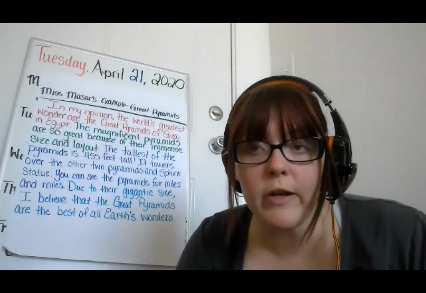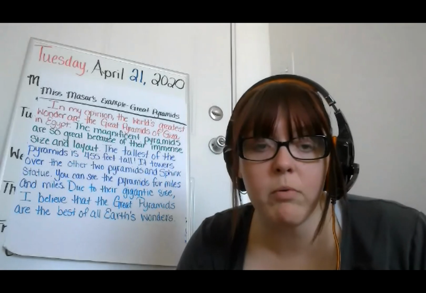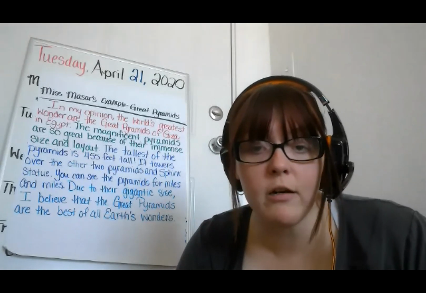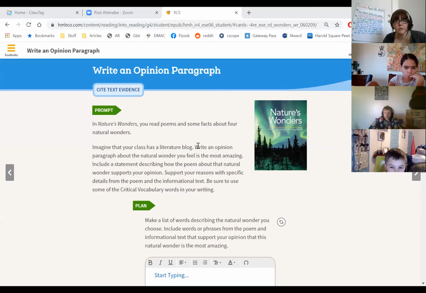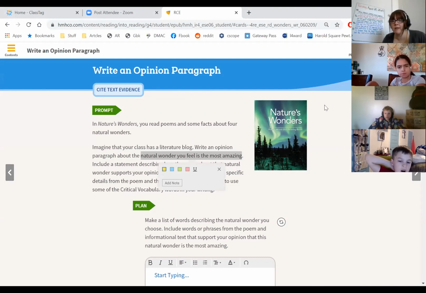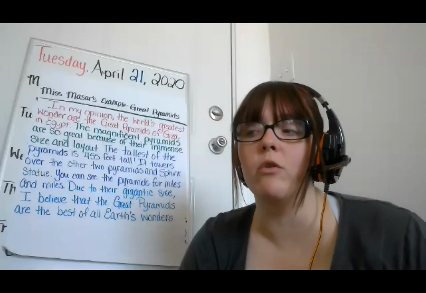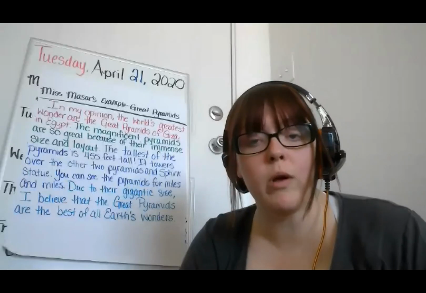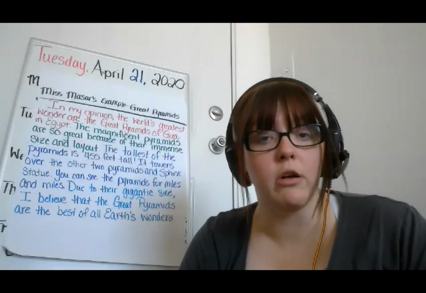If we come over here and we look at our prompt, it's right here on the screen, and it says that you are supposed to write an opinion paragraph about the natural wonder you feel is the most amazing. So you're going to pick one of those things that you read about, and that's what I want you to write about this week. Okay, so you can write about Mount Everest and Mariana Trench. I think the Northern Lights are in there. Any one of those natural wonders you're going to write about.